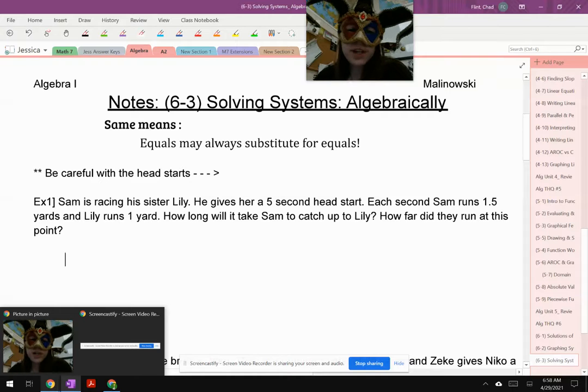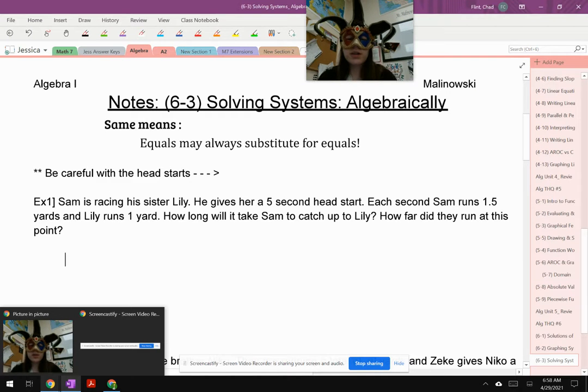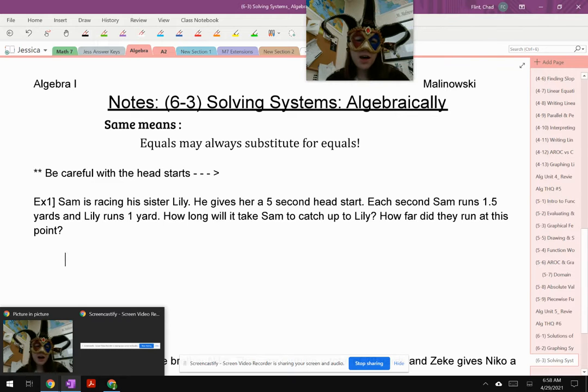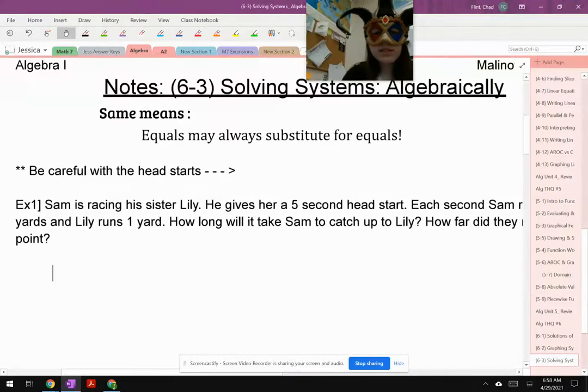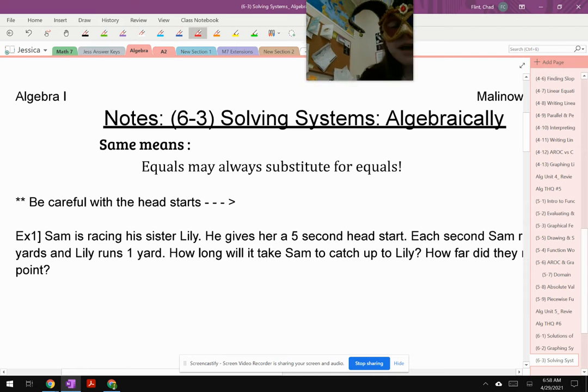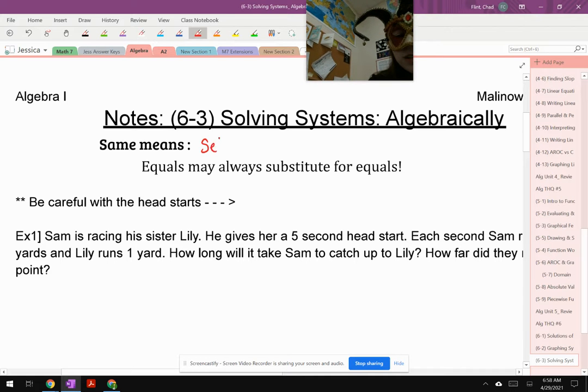Right, these are notes for 6-3, Algebra, solving systems algebraically. This is like a little intro to solving systems algebraically. So when you're talking math, at least, not really everything, but when you're talking math, when they ask for when two things are the same, that means that you're going to take those two things and set them equal.